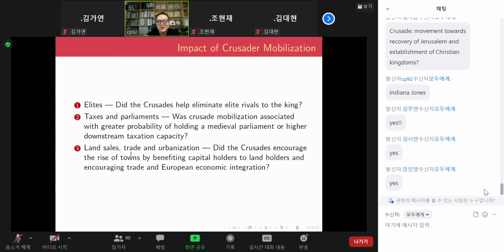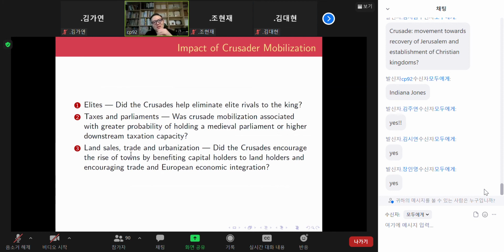Questions? No? Okay. Elites. Did the Crusades help eliminate elite rivals to the king? That's a question that we ask in this paper. And the answer is yes, right? Why is that yes? Interestingly, when you have crusaders going out to Jerusalem to kill themselves for the sake of devotion to Christianity, you're essentially eliminating your rivals, right? So oftentimes, with brothers, the younger brother would go out there as a crusader, or the older brother would go out to become the crusader, and as a result, it consolidated powers within. Right, because oftentimes the ones who went out on this expedition would be killed, right?